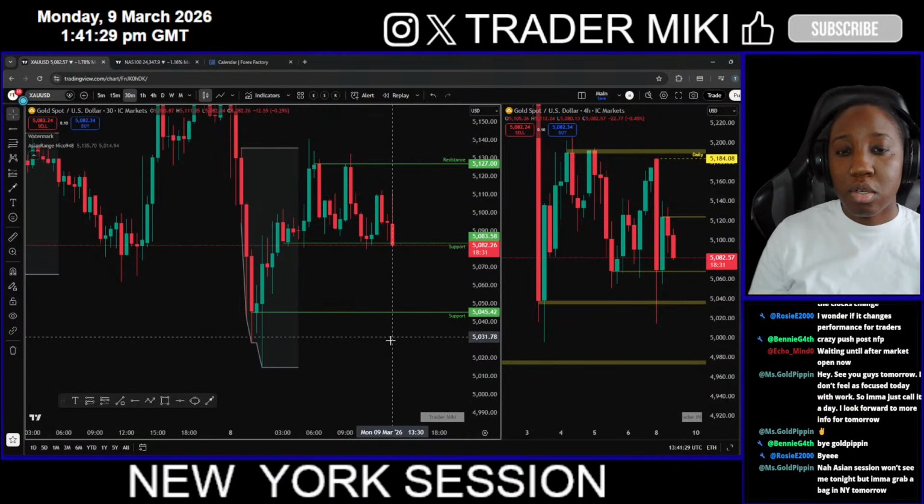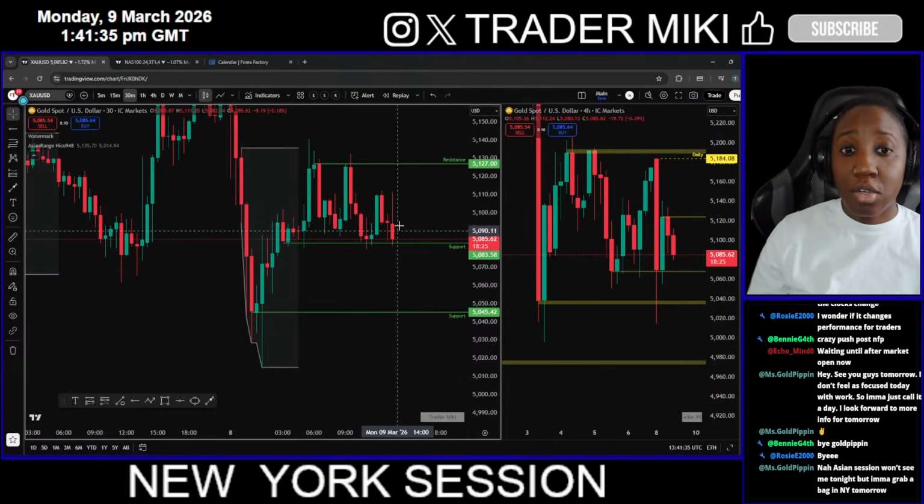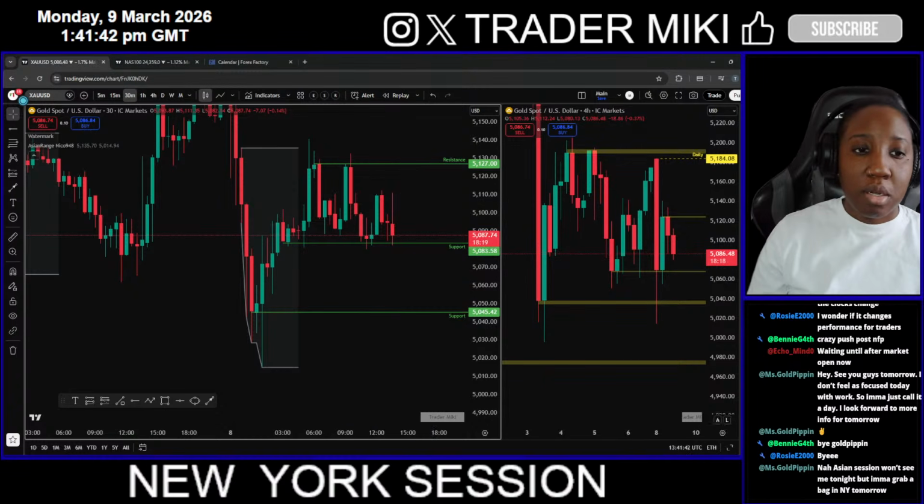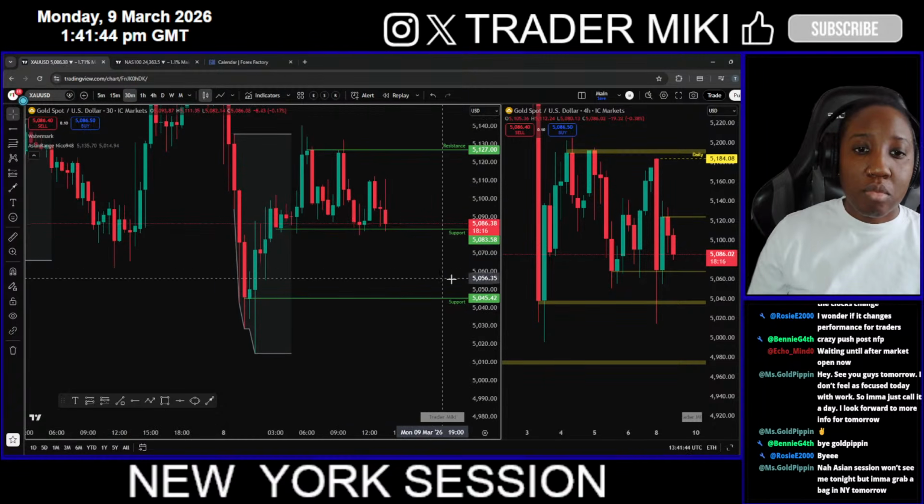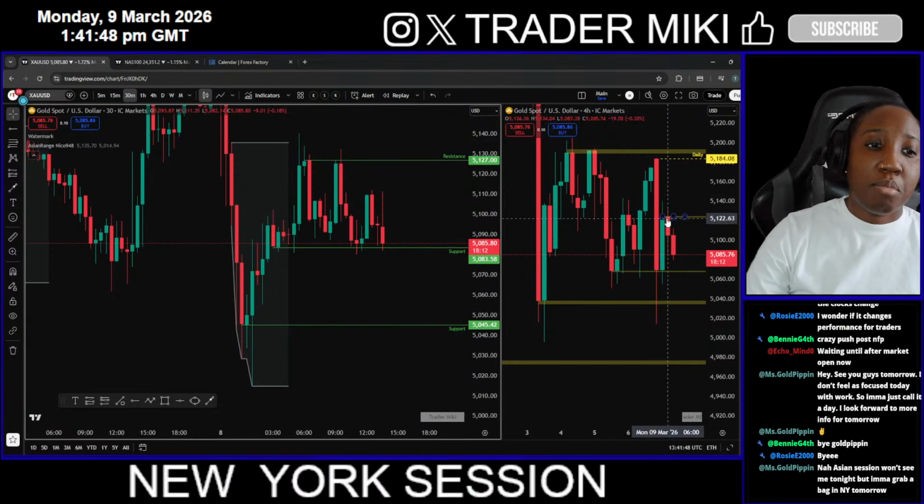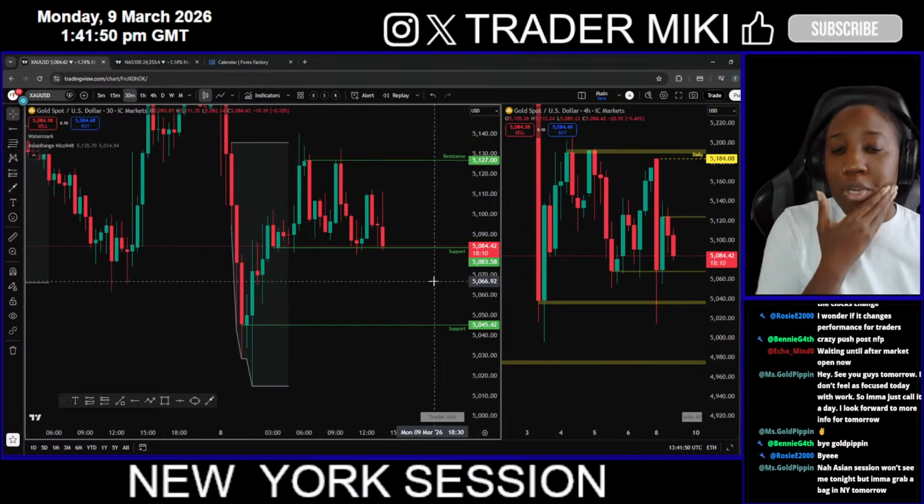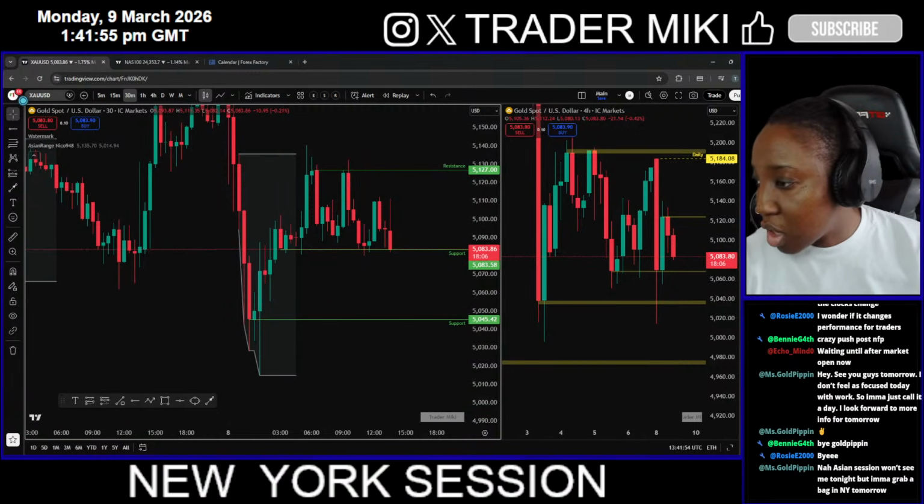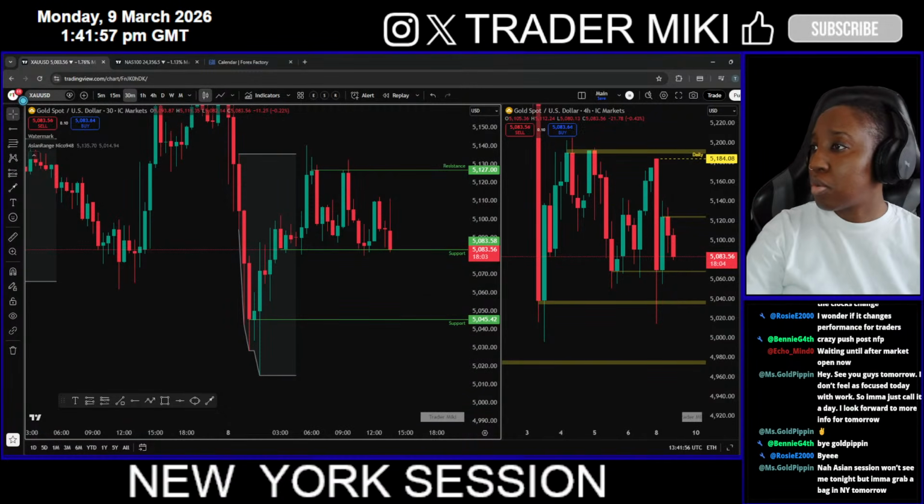Oh, here we go. I would have liked for price to continue down and give me more confirmation with a closure below or something like that, and then make a longer 4-hour candle body. But we're just playing in this range. What can we do, eh?